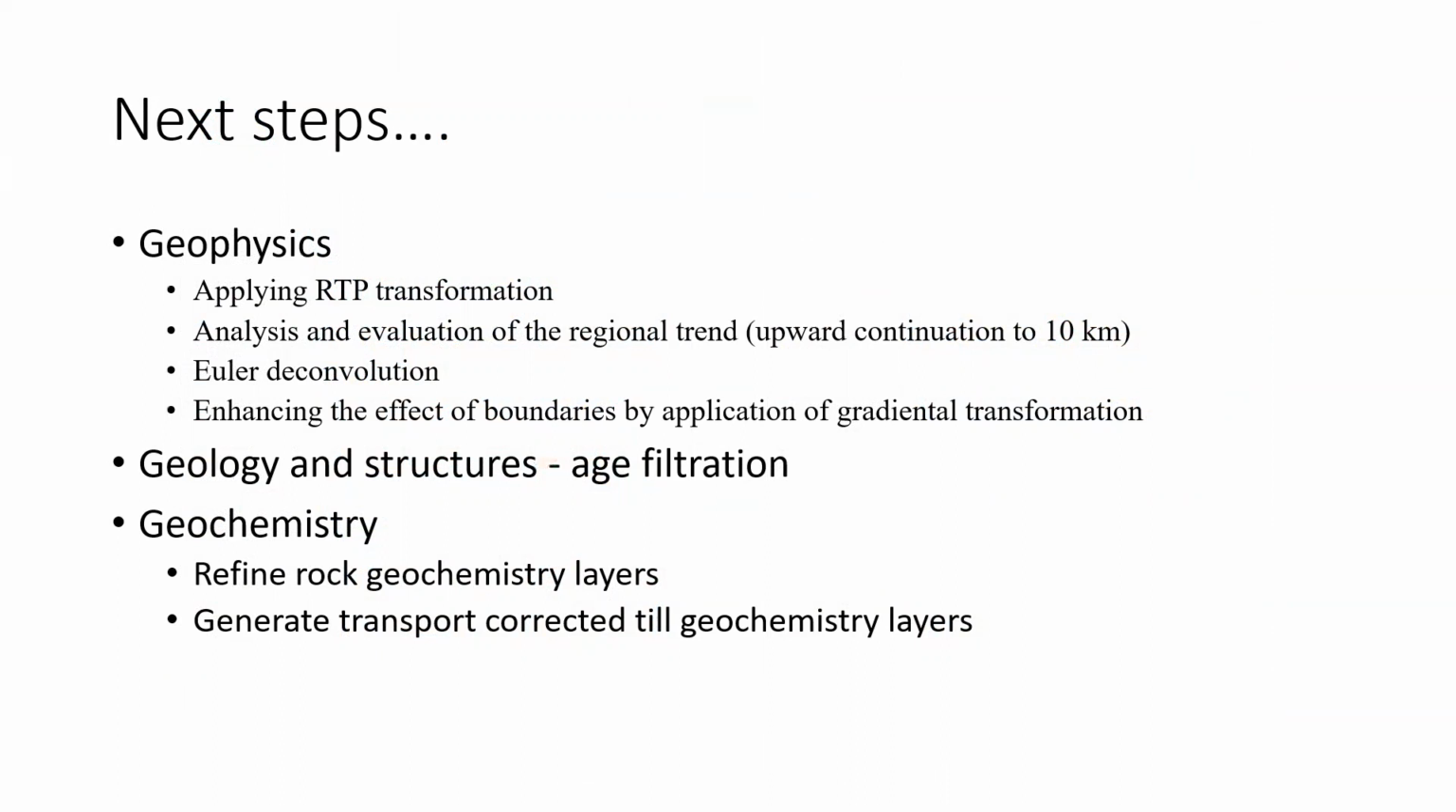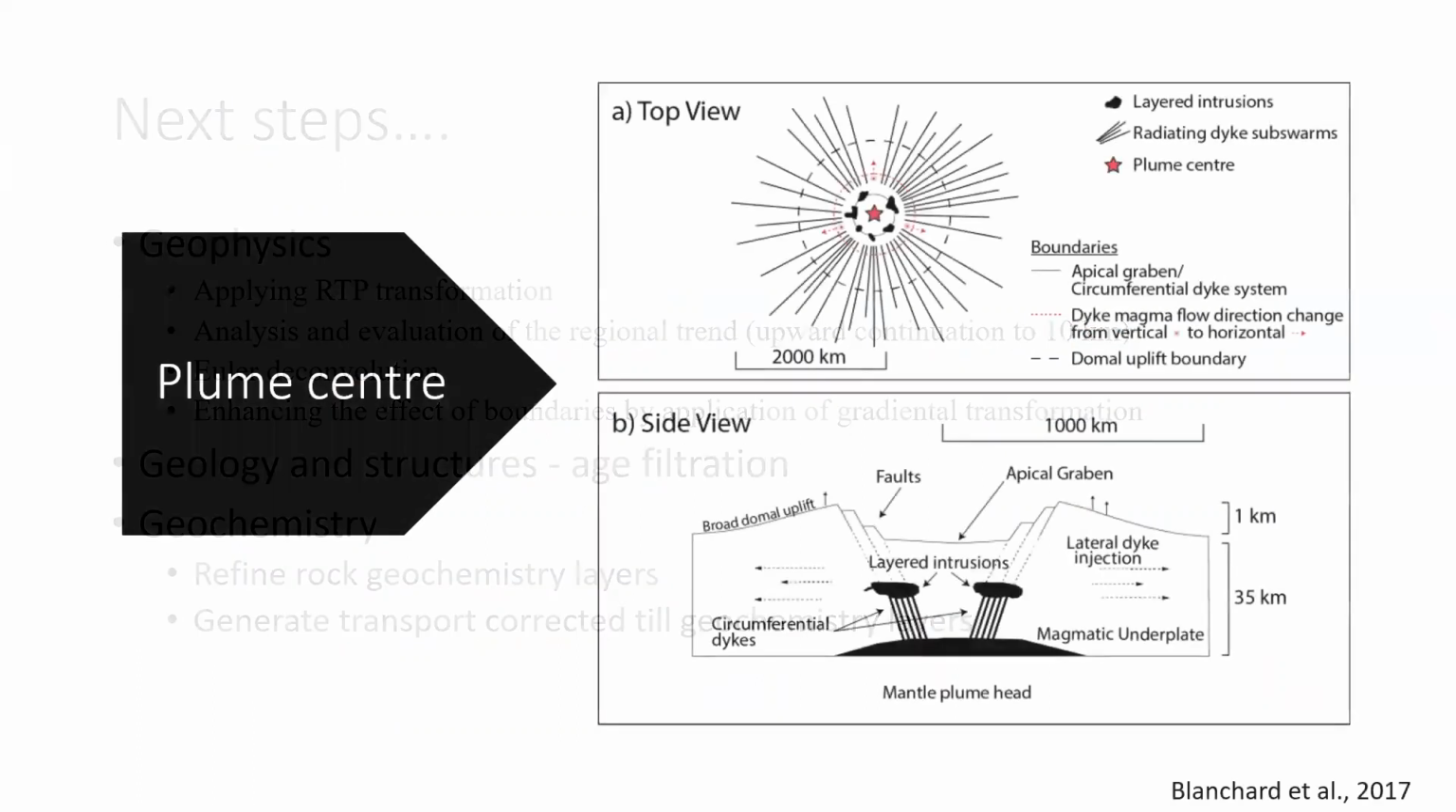So starting with geophysics, which was not processed at all, we'll be using derivatives of the geophysical data. The geology and the structures were used as they were, but we clearly have 2 different mineralization episodes. So we would be filtering all these data sets as per ages. Only the ones related to the 2.45 episode would be used in this modeling. And of course, the geochemical data sets.